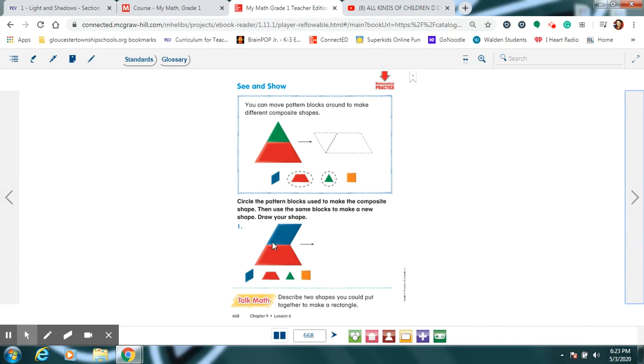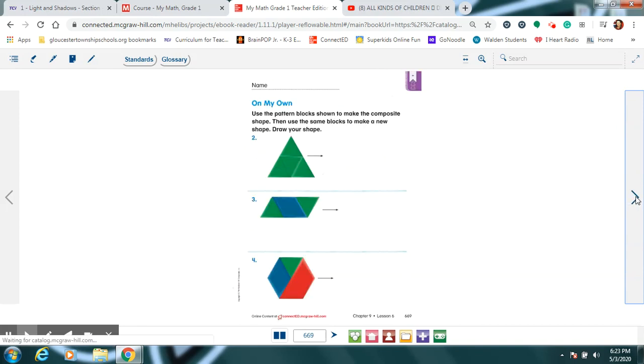What other shape could you make? Well, first you're going to circle that you used the rhombus and the trapezoid. But what if you moved this down here or turned it over on this side or slid it under the bottom? What new shape could you make then? Okay? Same thing here. You're just going to draw something else that you could make if you moved these shapes around.